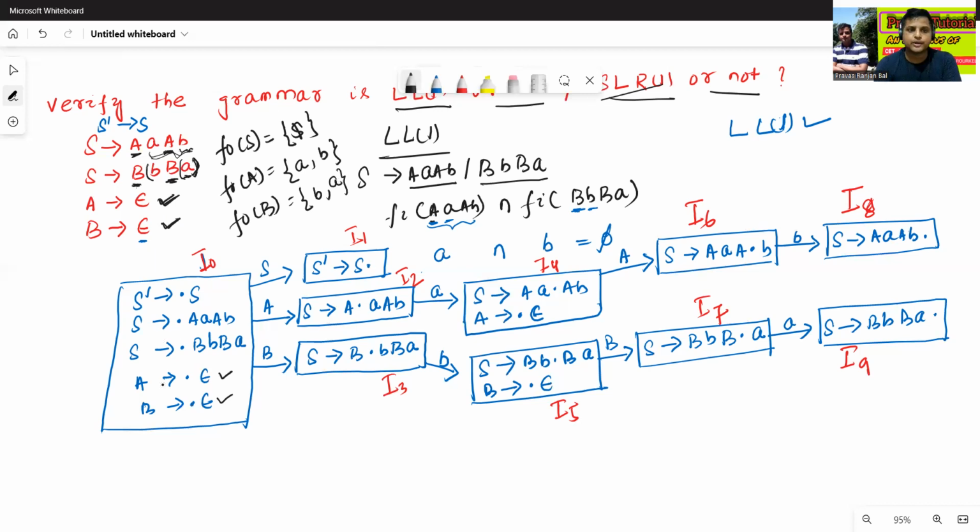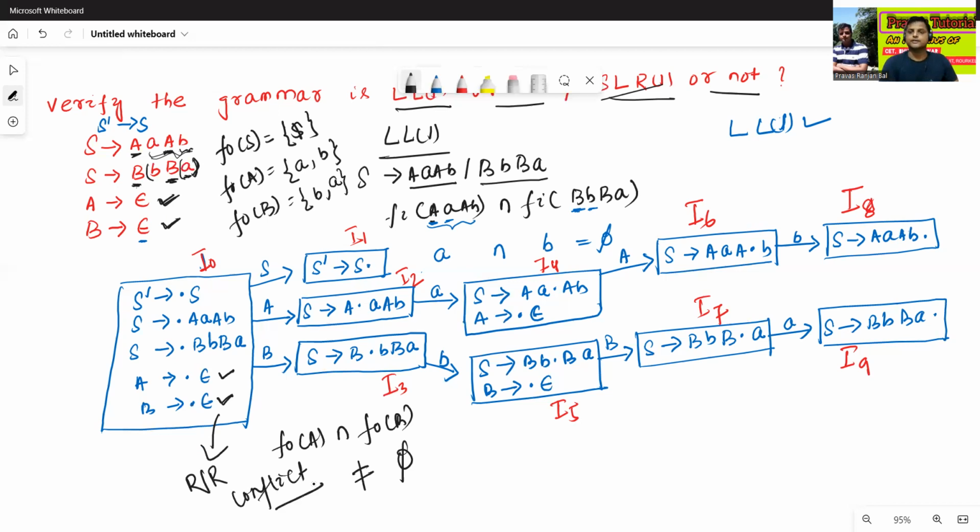Okay. So A contains reduced section, B contains reduced section. Now we'll find follow of A and B. Follow of A intersection follow of B. Let's see. Follow of A intersection follow of B does not equal phi. So I0 state contains RR conflict. Since I0 state contains RR conflict, this grammar is not SLR1. Since the grammar is not SLR1, this grammar is also called ambiguous grammar.